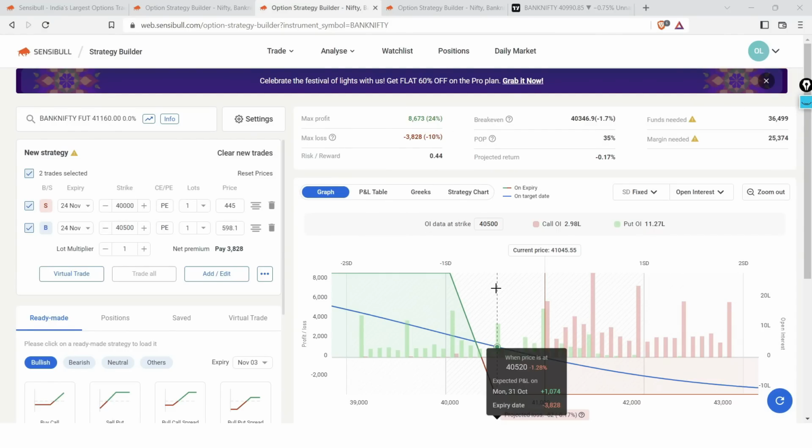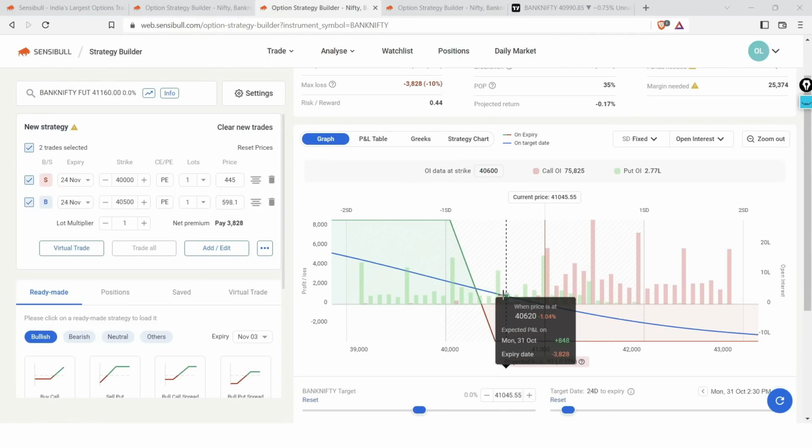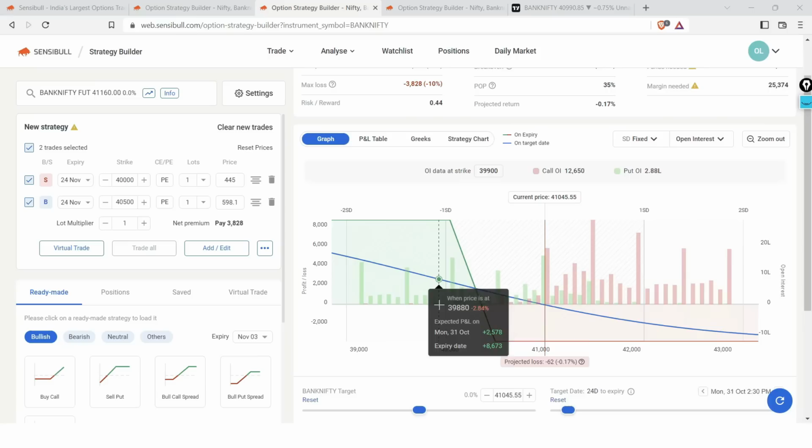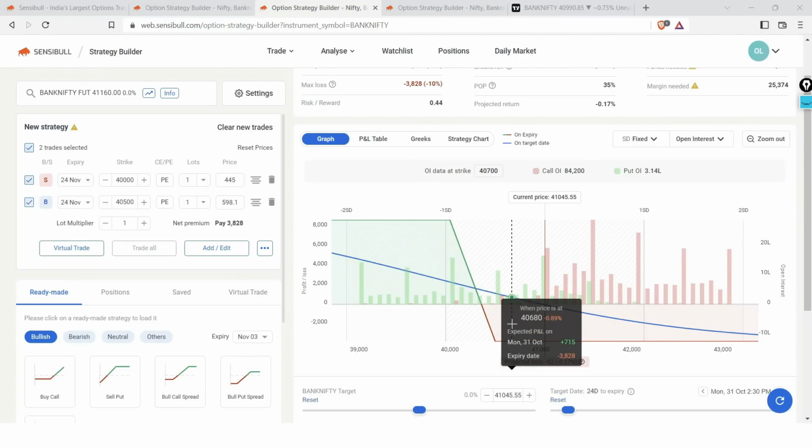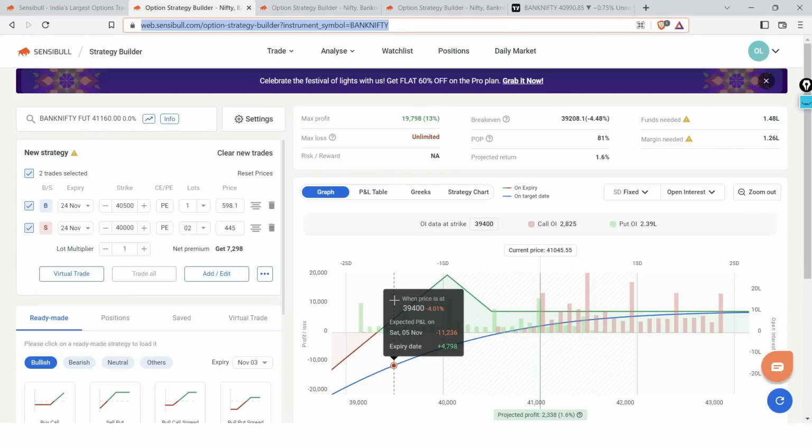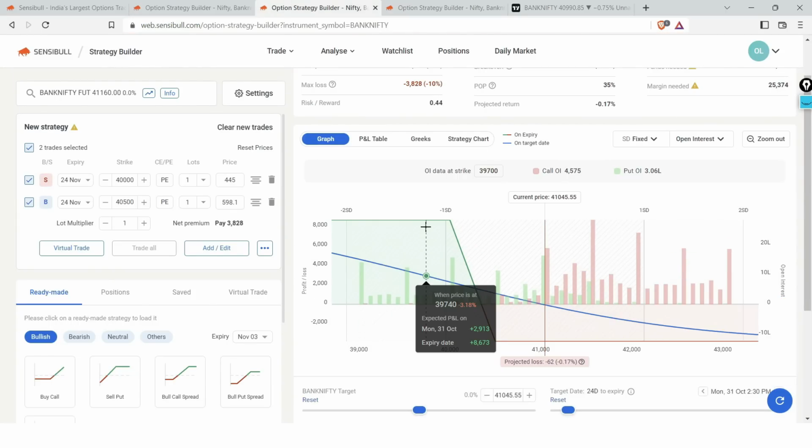So when we actually put this strategy, you see that if we are actually coming down, if the market is falling, we are going into profit, right? So essentially in a ratio spread, when the market is falling down, you should go to a loss. You should start making a loss. But this bear put spread is actually giving you a profit when you're actually falling.